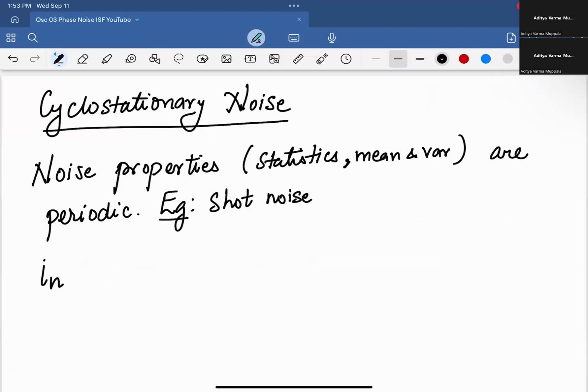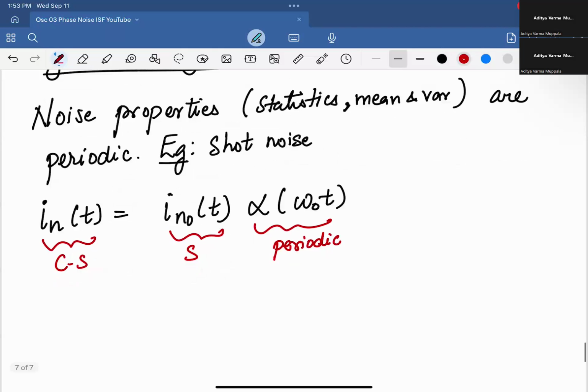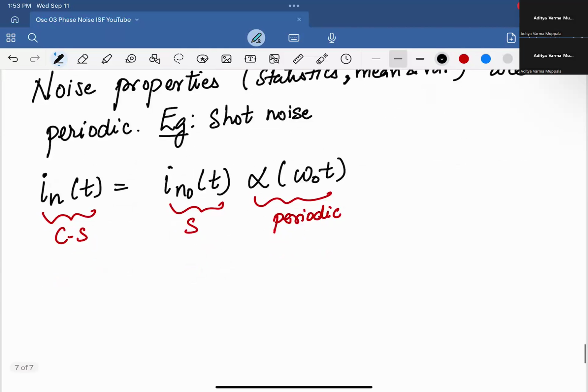So we need to look at how we can treat these cyclostationary noise sources, and it's actually pretty straightforward. You can say i_n(t) from a cyclostationary noise source can be decomposed into a stationary noise source, i_n0(t), times some periodic function, alpha(omega naught t). So this is cyclostationary, this is stationary, and this alpha is periodic. Alpha is chosen in such a way that the maximum value is 1, so it should be normalized. It just makes the math a bit easier.